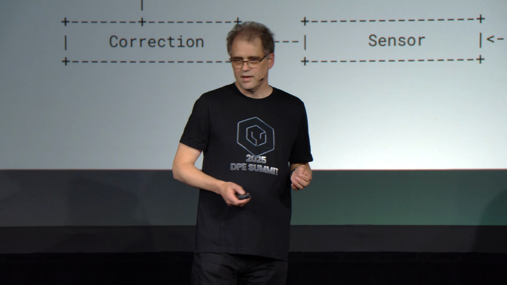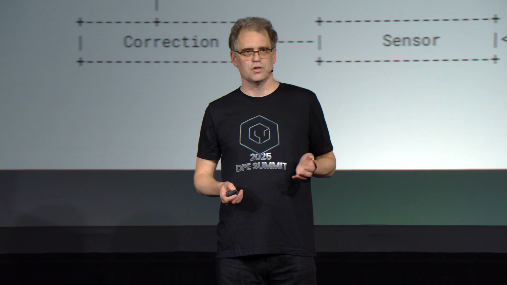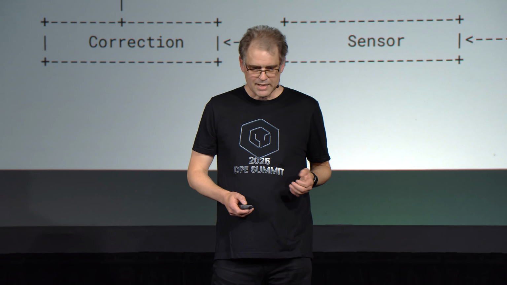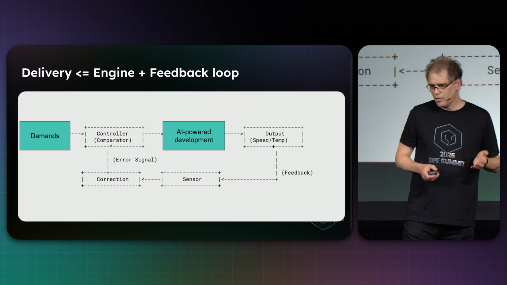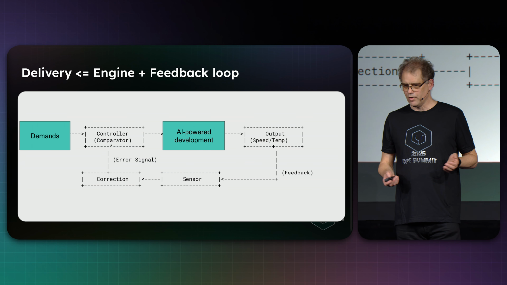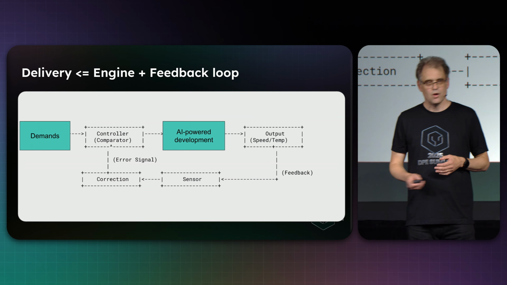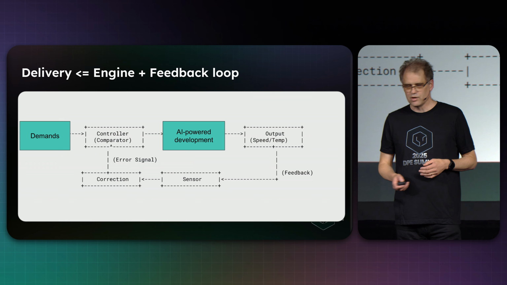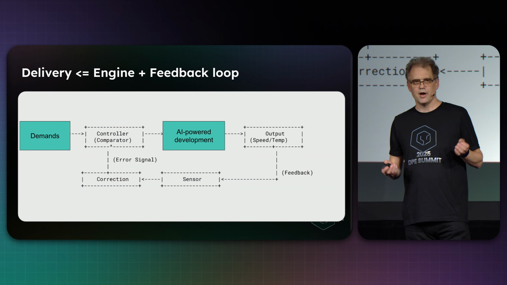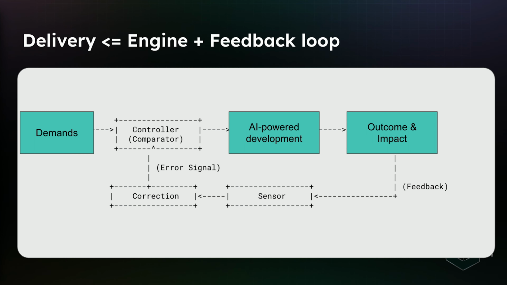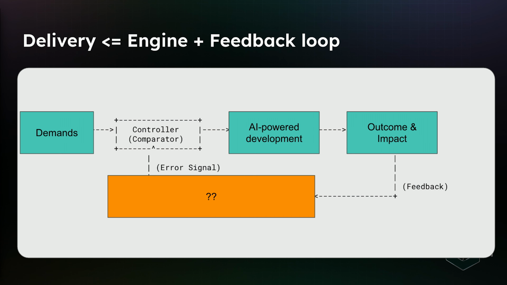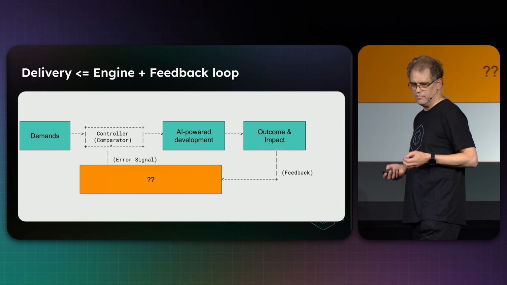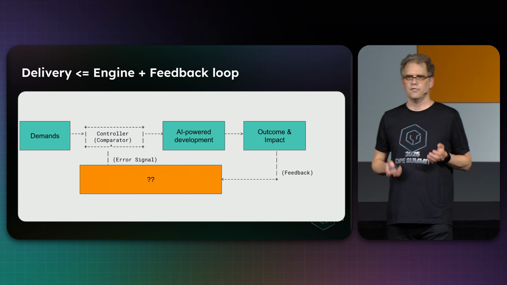AI is accelerating every function in the companies. We have more demands. We have AI-powered development that is more powerful than ever. It's just like a much bigger engine in a car or in a rocket. It's just like a much larger hi-fi amplifier. So we see more and more deliveries, but we need to have a much more efficient feedback loop to get the best out of AI.